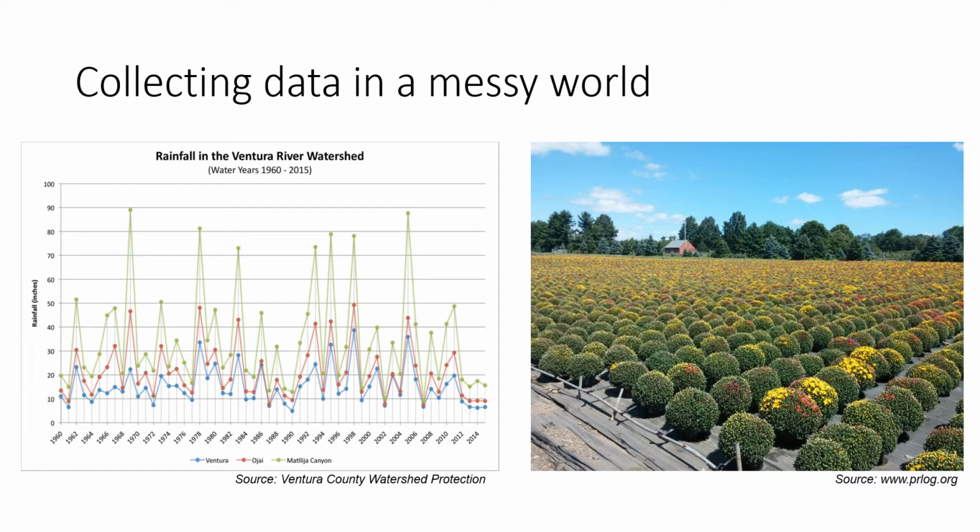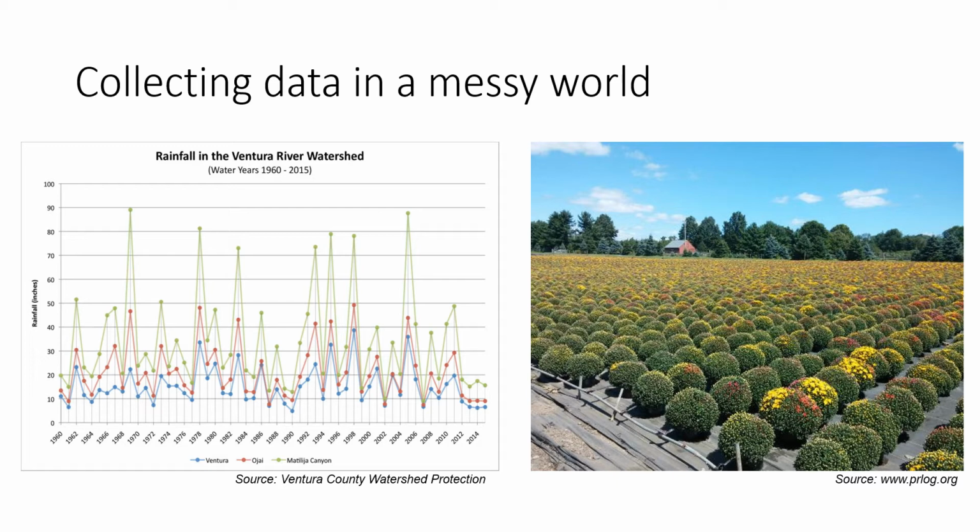And so here's another example. This is local rainfall in the Ventura River watershed, and we've got the Ventura, Ojai, and Matilija Canyon rainfall gauges. Those are all pretty close in space, but we get a lot more rain in Matilija Canyon than we do in Ventura. And so thinking about space and time, all those things can really affect how you're sampling, where you're sampling, how you distribute your samples in space and time. So, the world is a messy place, and how do we deal with that?